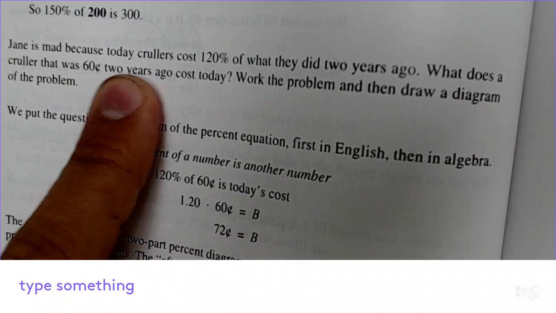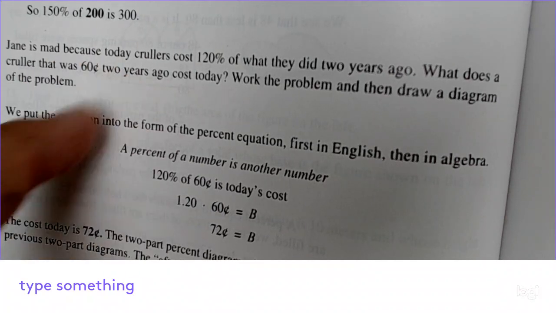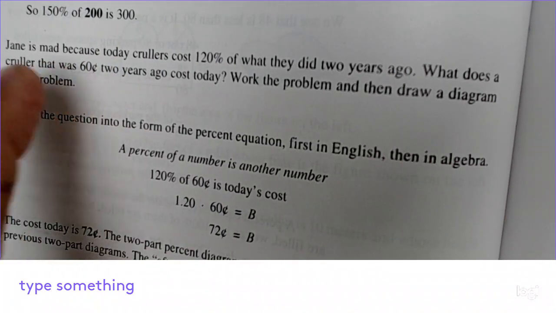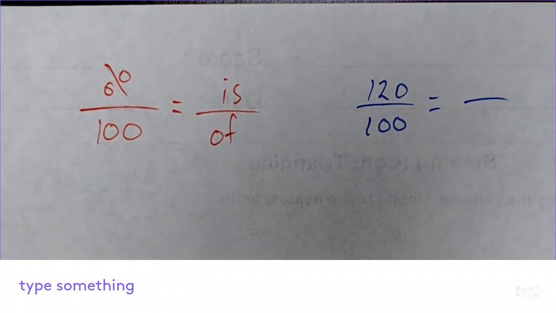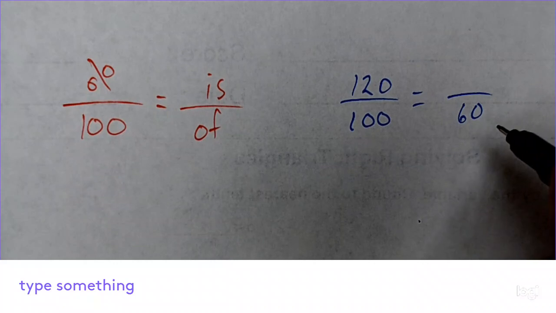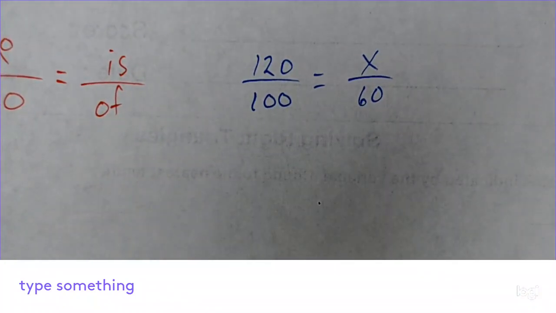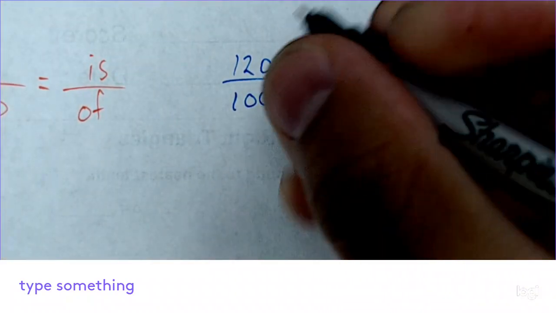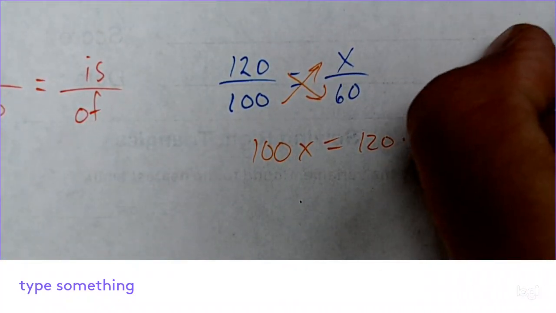Well, if she says that it's 120% today, then 120% is referring to the today cost. If 60 cents is referring to the 2 years ago cost, well then 2 years ago cost is the 100%. So, using my incredible powers of deduction, I have determined that the 60 cents goes on the bottom with the 100%. Then I can put an x right there to solve, and then I'm going to solve using cross multiplication. So I cross multiply. I end up with 100x equals 120 times 60.